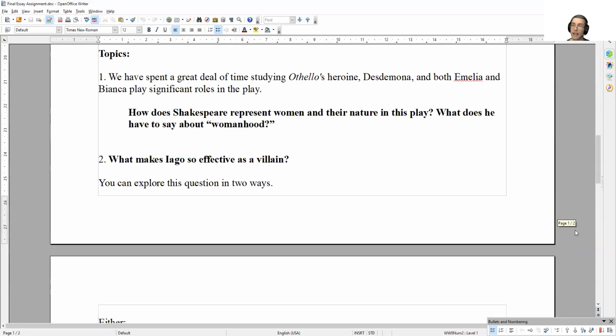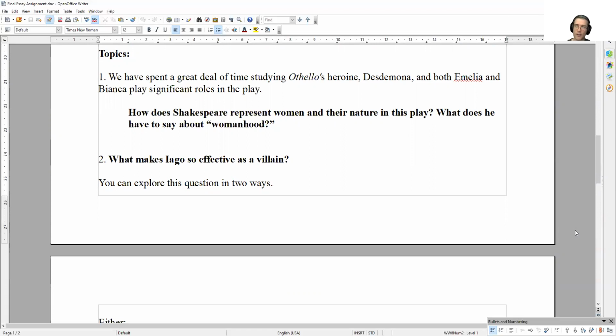This topic is thematic in nature, which means that in your thesis you would have to say Shakespeare is presenting a regressive view of women in these specific ways, or he is presenting a progressive view of women in these specific ways, or he argues that women have an inherent nature that is X, Y, or Z. It needs to be a specific, focused, thematic answer to this question.